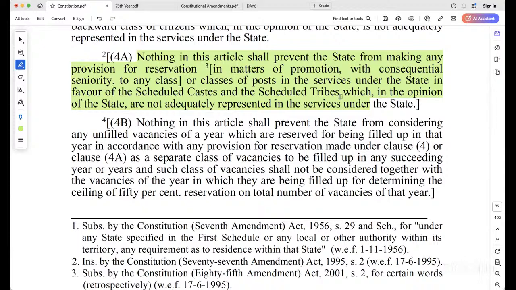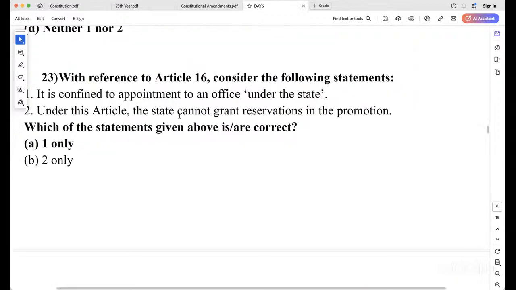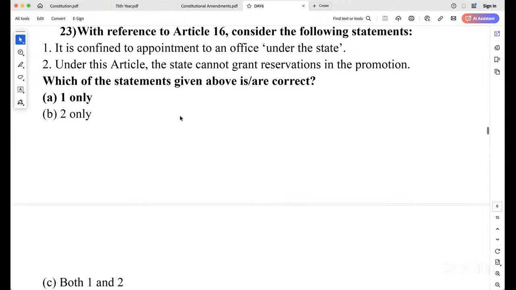most of the time or 75% of the time it is going to be wrong. Okay, it will assume something and give. So especially with related to articles or stuffs, please go to bar constitution. Clear? Next, clear hai? So under this article, the state cannot grant reservations in the promotion. Can the state grant? Yes.